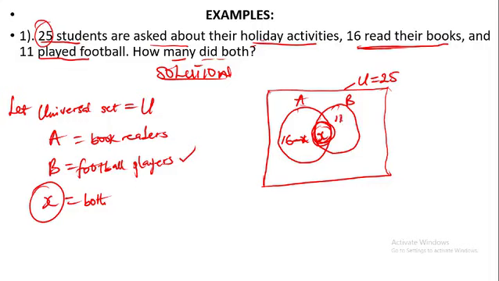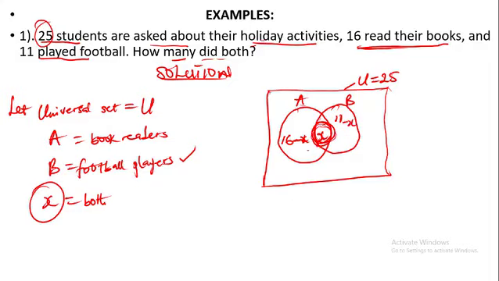Okay, now for football players, we are told that 11 persons played football. So we have 11, and then how many did both? Out of this 11, some also read their books. How many persons read their books? We don't know, but we have X to be the number of these persons.